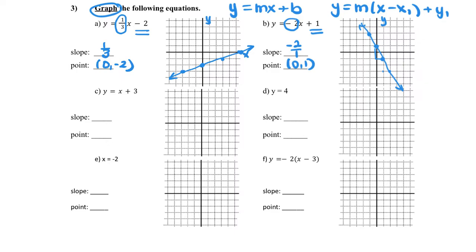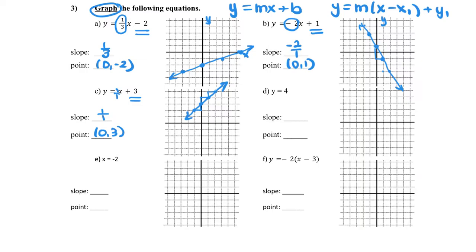Looking at C. Now, if there's no number written in front of the x, you can put that in. That's going to be 1 over 1. So my slope is 1 over 1. My point is still the constant, what's being added or subtracted. And so my point is 0, 3. So on the y-axis, I'm starting up at 3. And my slope is a positive 1 over 1. So up 1 over 1, up 1 over 1. If I go down, I have to go to the left one. And then you are just going to draw a line to connect those.